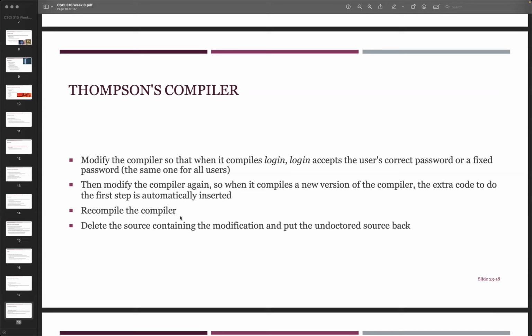So the exact code to do the first step is automatically inserted. Then after this, we compile the compiler. They will delete the source containing the modification and put the untouched source back. So here is the forever loop. Once they are able to modify the first compiler, just imagine it.